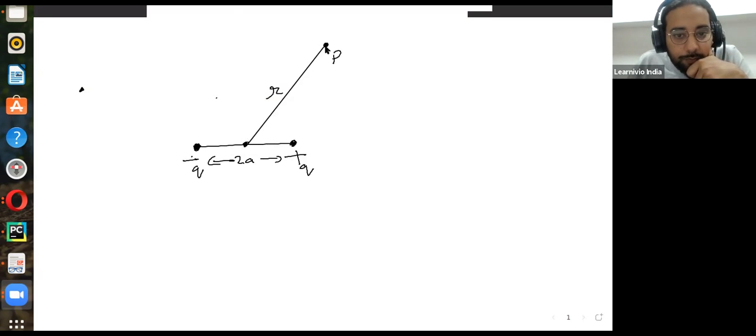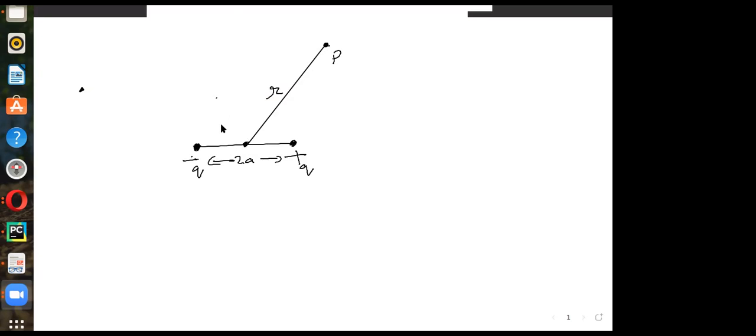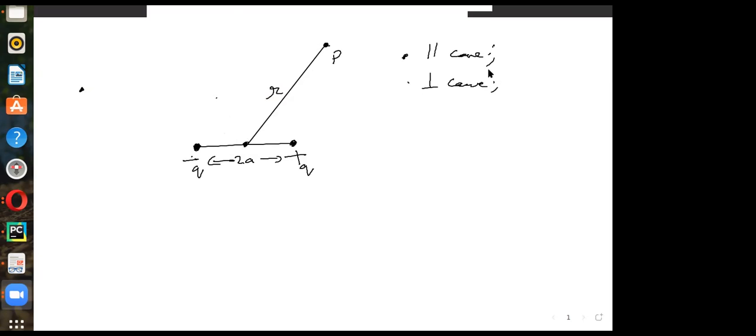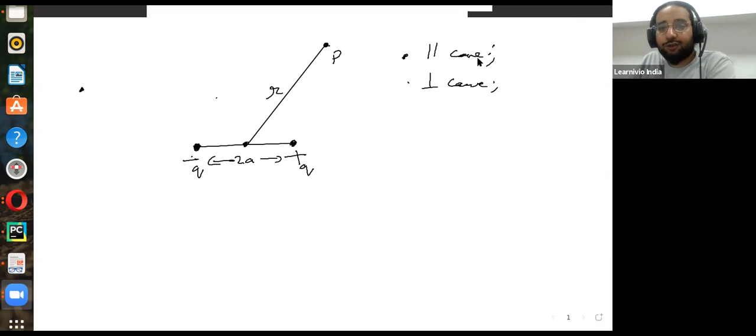Now, to measure the electric field at any general point here, how do you think we should proceed? We know what happens in the parallel case. We know what happens in the perpendicular case. So what do you say? Like sine theta, cos theta. Absolutely. Essentially, that is what I wanted to say.